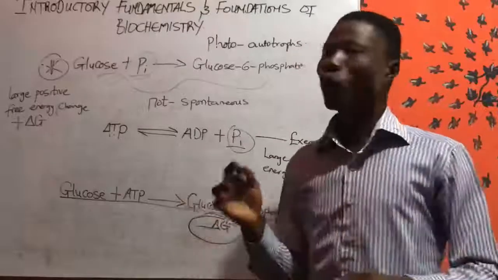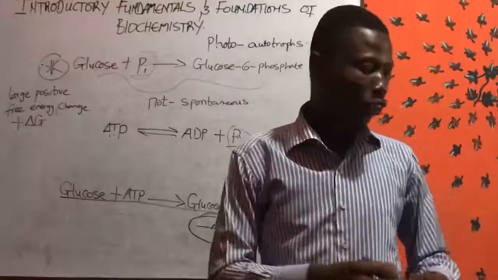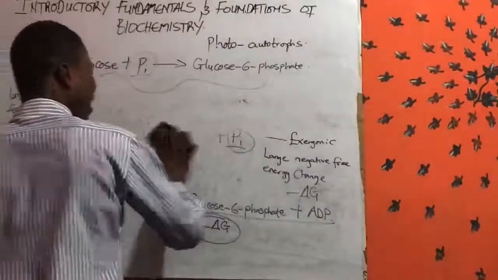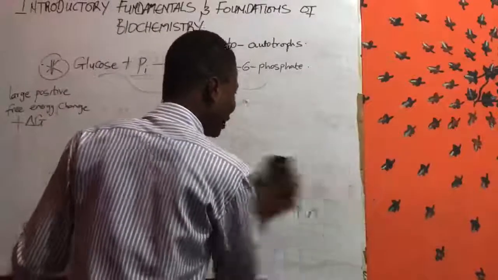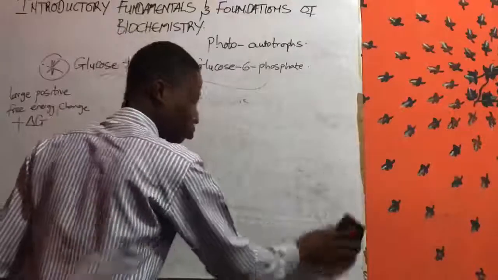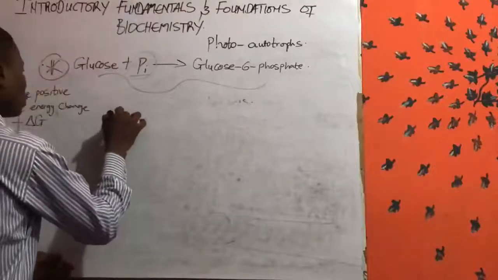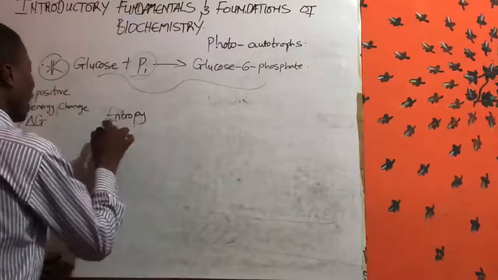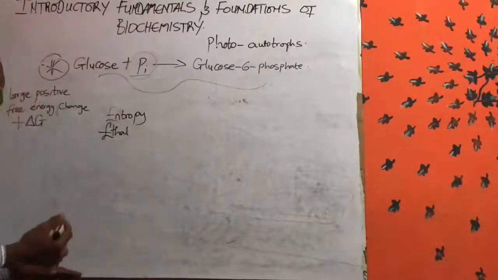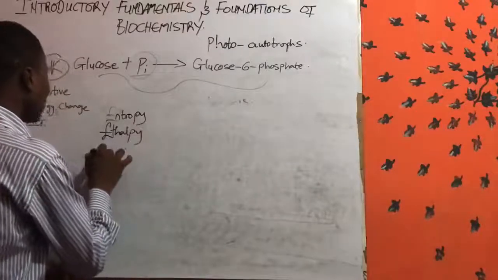Okay, now, how do I relate entropy with free energy? William Gibbs has given us an explanation of that. Now, I have entropy. I have enthalpy. Enthalpy is the heat change in a chemical system. I have free energy change.